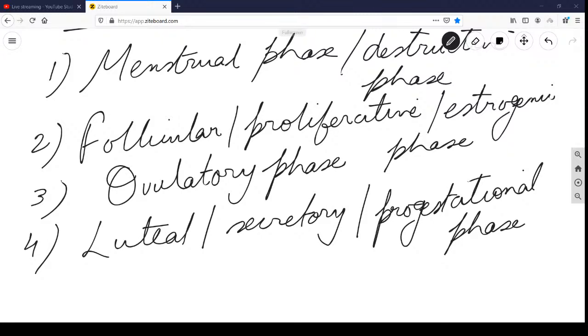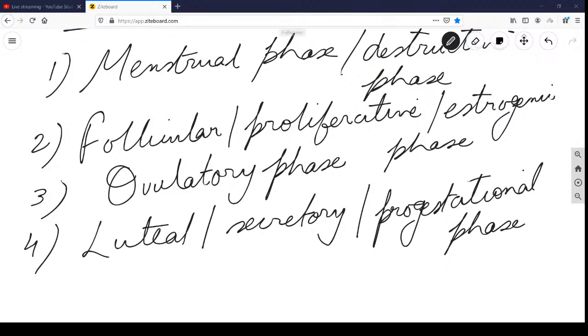But here day 5 to day 12 or 13, then, as per the NEET examination, day 14 is the ovulatory phase. And then from day 15 to day 28, almost 12 to 13 days, is the luteal phase or progestational phase of the menstrual cycle. Okay, so let's come to the menstrual cycle in detail. Let's talk about the menstrual phase first.